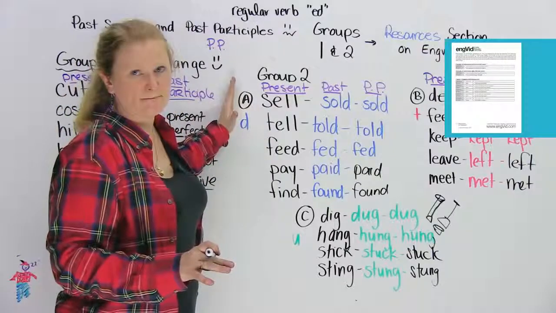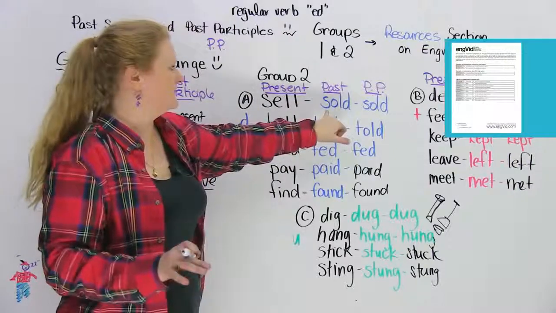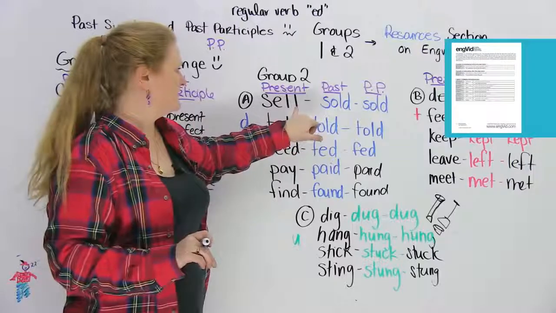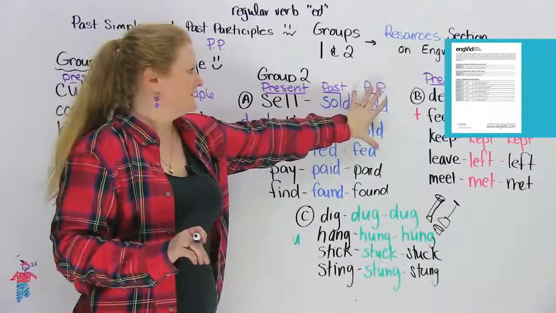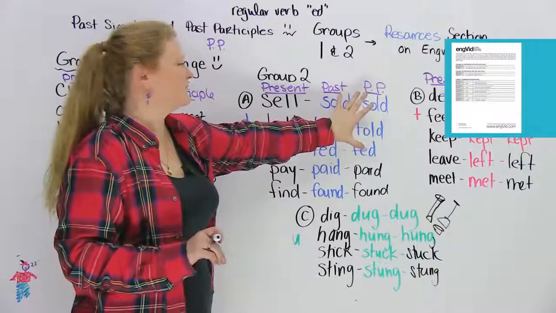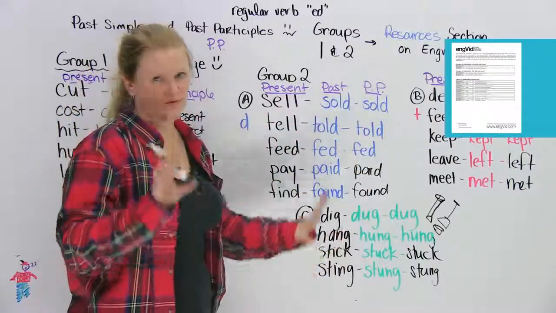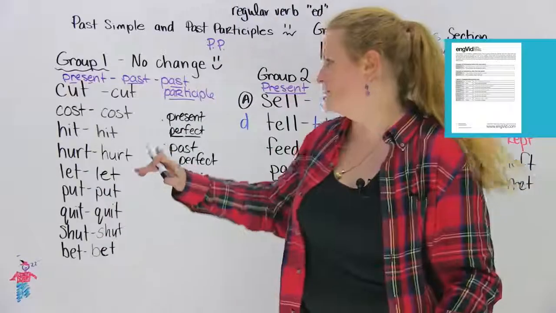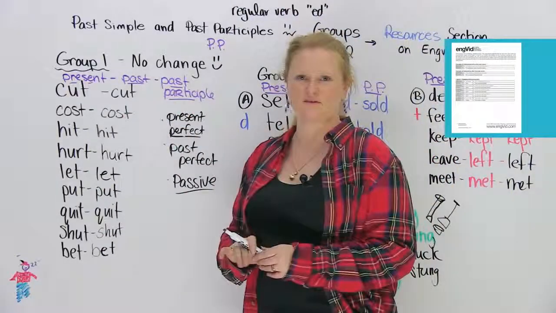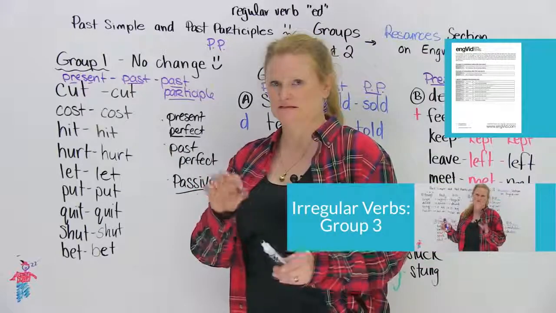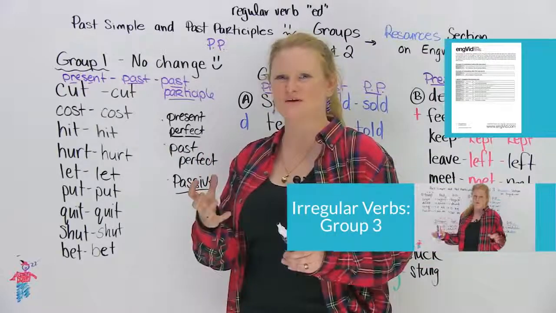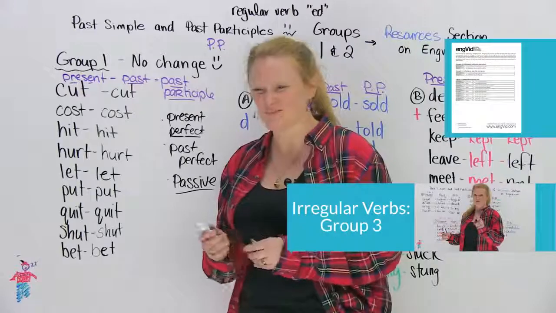Group 2, we have to change only one time. It changes the present to the past, but the past and the past participle are the same. 3 different groups. And my favorite, group number 1, we don't have to change the verbs. Check out group number 3, the most difficult one. Once you get that, it'll be so much better for you.